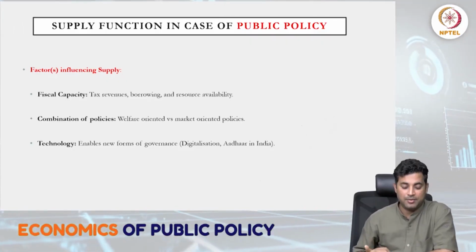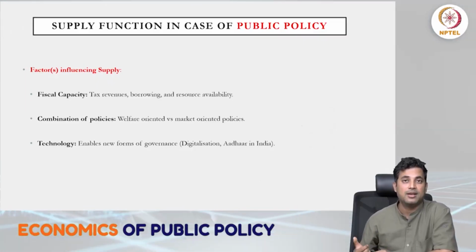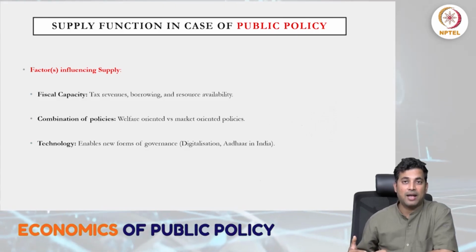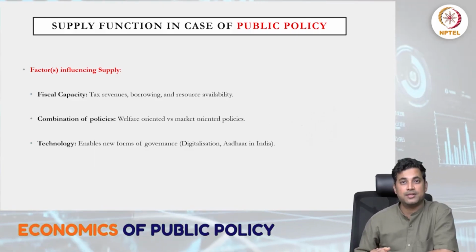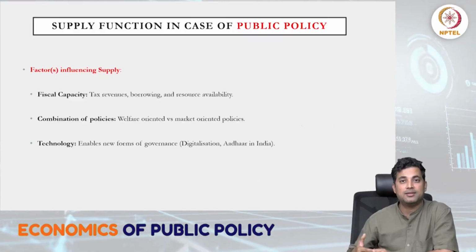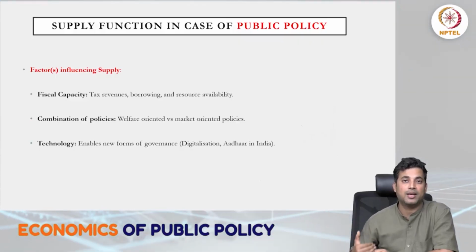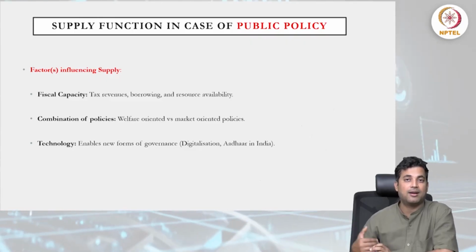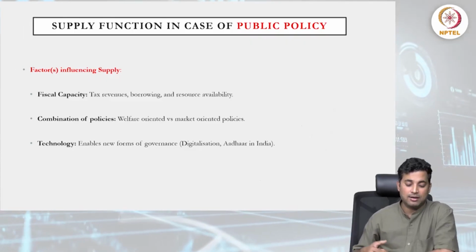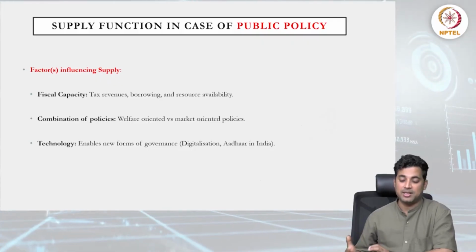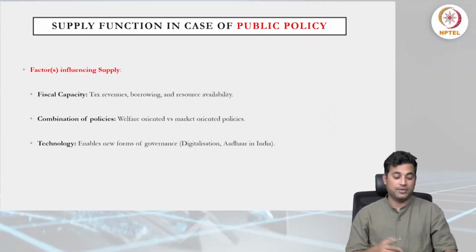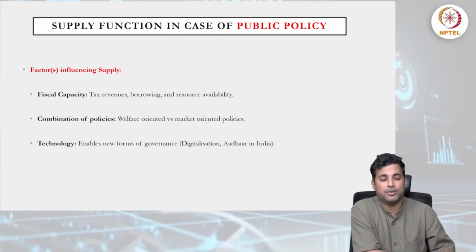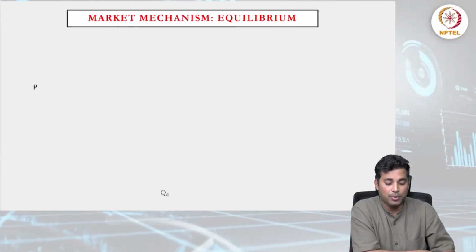So technology enables new forms of governance and makes production much more efficient, in the case of supplying goods and services, whether it is the PDS system or supplying the link for the job card under MGNREGA. So these are examples of efficiency, where the supply function can be derived in the case of public policy. These examples will be taken into account further when we discuss more.